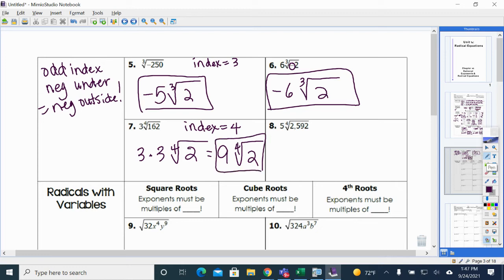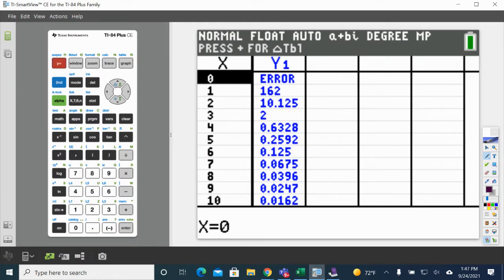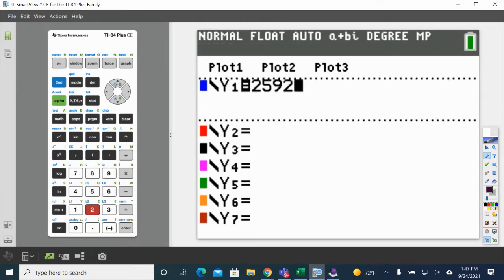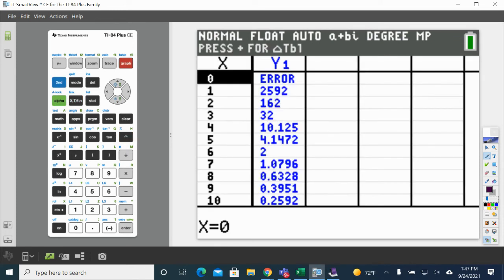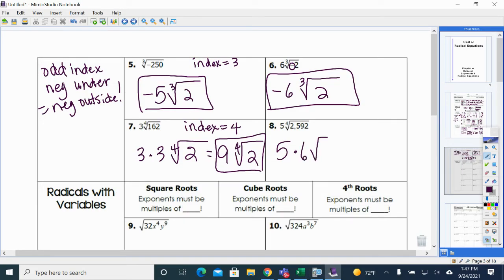And then the same thing on number 8. We're going to have 5 times 2592 divided by x to the 4th power. And it's going to be a 6 times the 4th root of 2. And then 5 times 6 is 30.